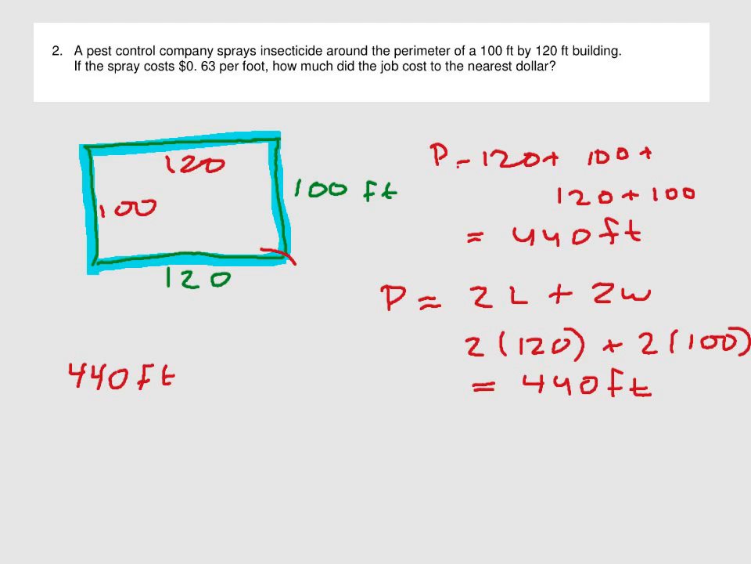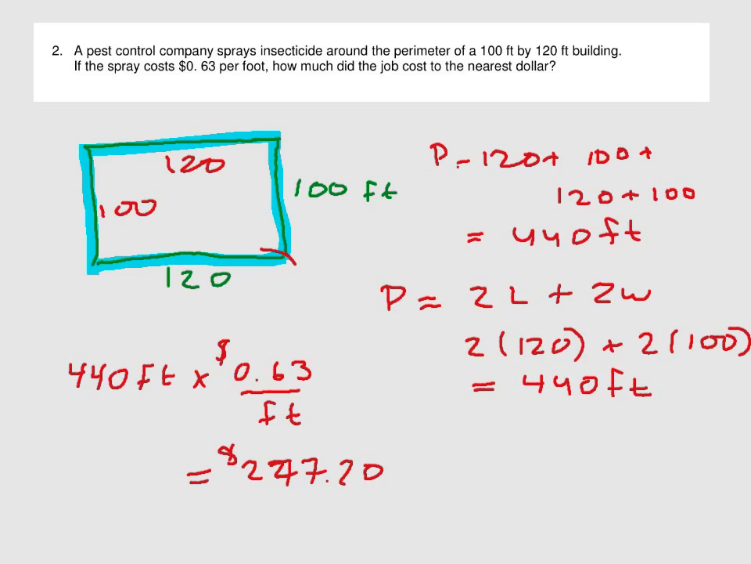You could set it up as a proportion, or you could cross multiply. You could just do this and make your units work. You could do a simple multiplying, and I'm going to get the answer in dollars. 440 feet by $0.63 per foot is going to end up giving you $277.20. You do it that way.